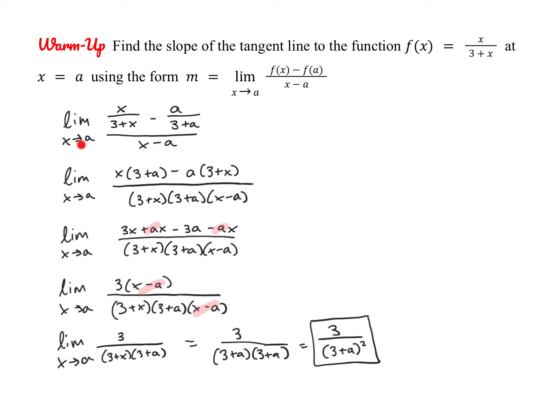So you can see that first I use this formula, and then to help us evaluate the limit, I combined the two fractions in the numerator, and then I just started simplifying. What I was left with was the limit as x approaches a of 3 over 3 plus x times 3 plus a, which you can evaluate just using direct substitution. So our slope of this function at any point at x equals a would be 3 over 3 plus a squared. So you could evaluate the slope of your line at any value just by substituting that value for a.